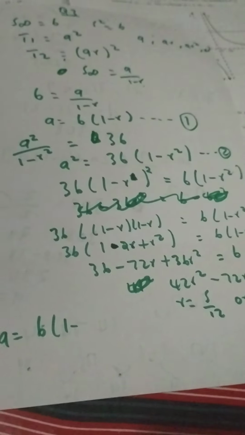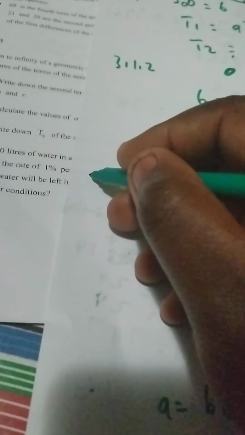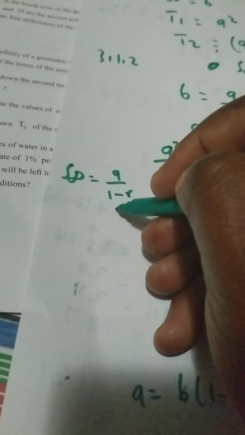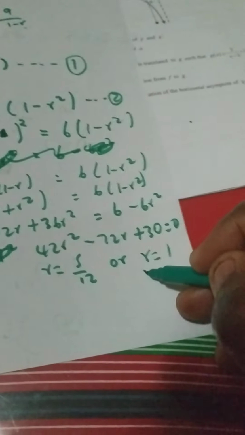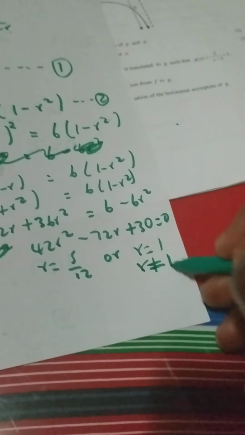If R is 1, because the sum to infinity is A over 1 minus R. If R is 1, it will be A over 0, which is undefined. You can't have that in maths. So R can't be 1, because you can't have a 0 denominator. That saves me a lot of time. So R will only be 5 over 12.